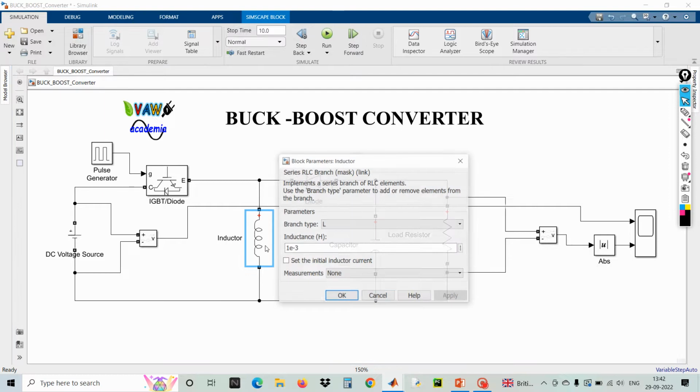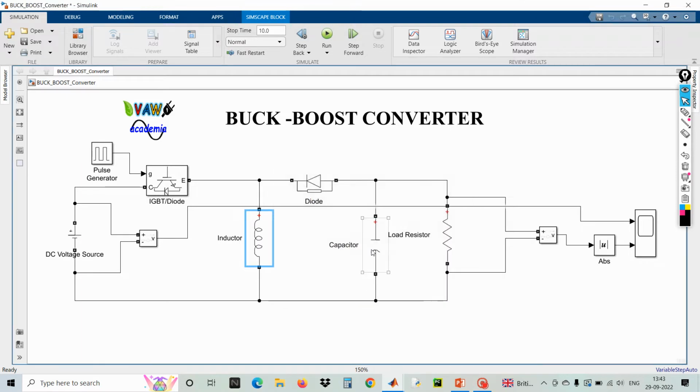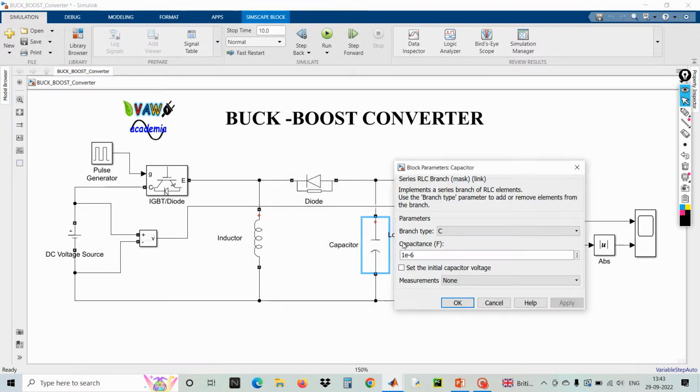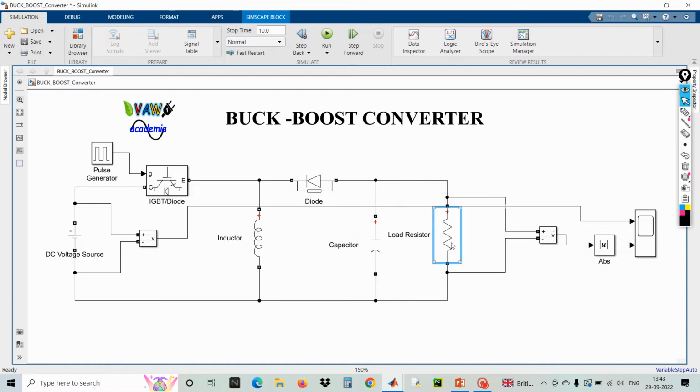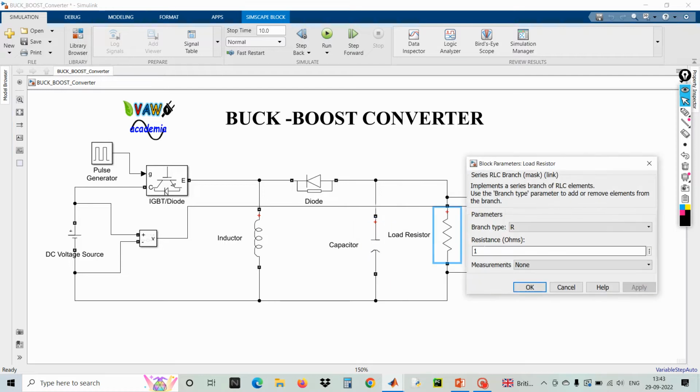The inductor value I'm going to use is 47 millihenry, 47 e power minus 3. And the capacitor value I'm going to use is 100 microfarad, that is 100 e power minus 6, and the resistor value I'm going to use is 100 ohms.